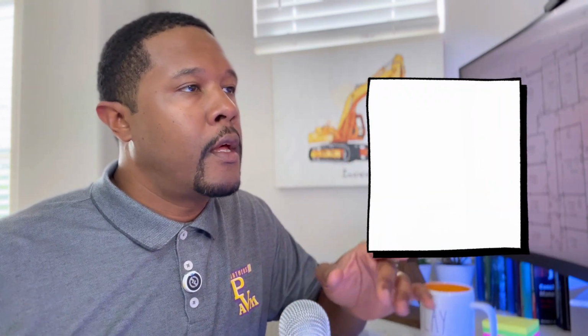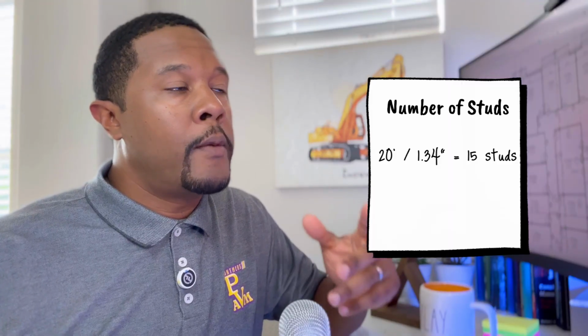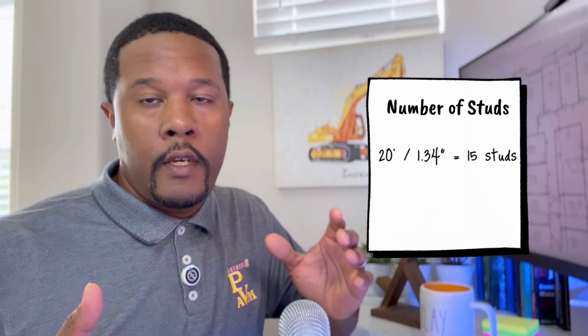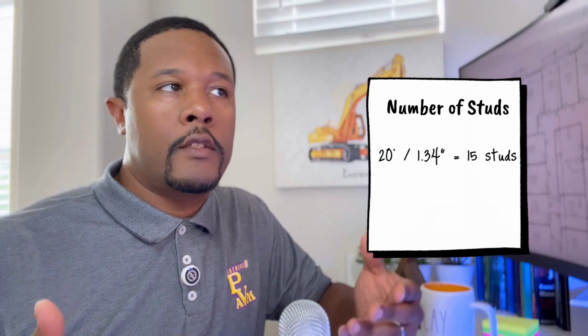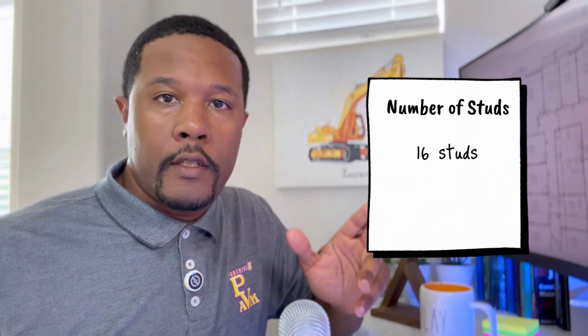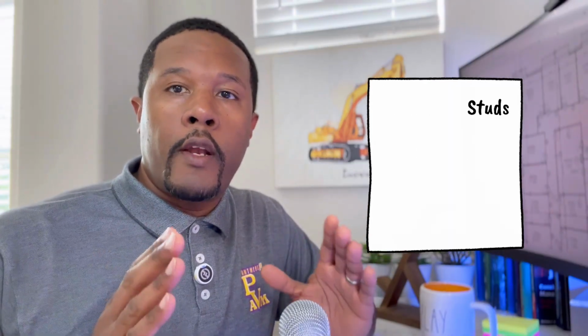With that, we're going to take our 20 foot and divide it by 1.34 feet, which is roughly 15. So that's going to be 15 studs. Now you always want to add one at the end, so we're going to carry 16 studs. All right, so we quantified the vertical studs that are spaced 16 inches on center.